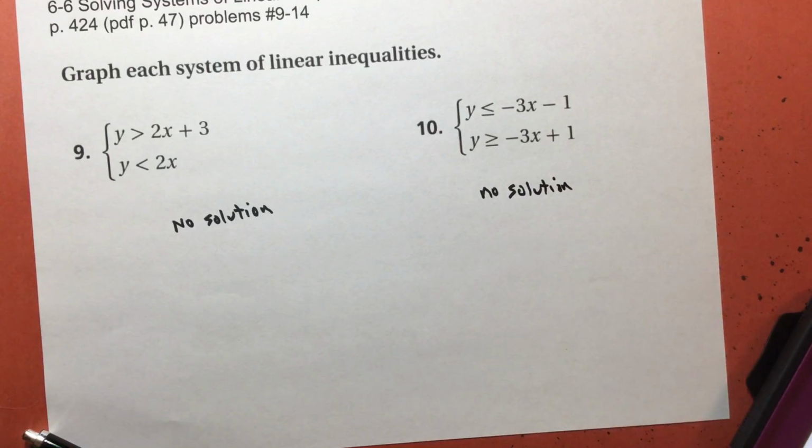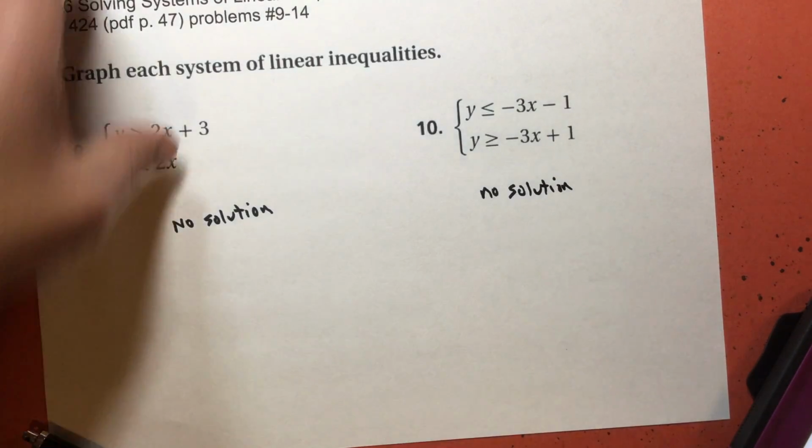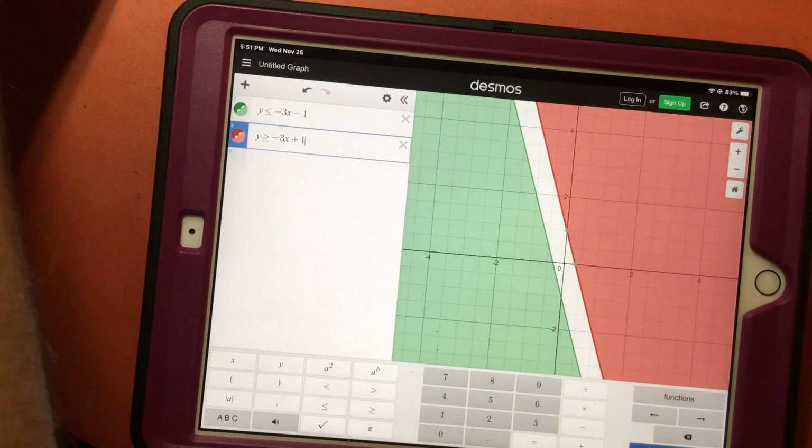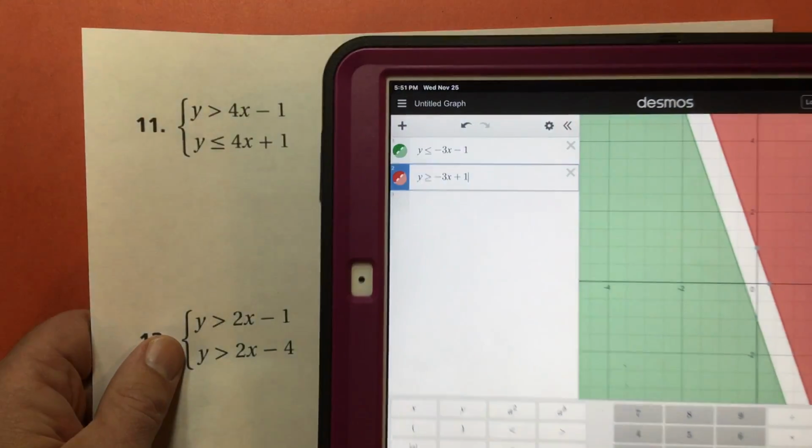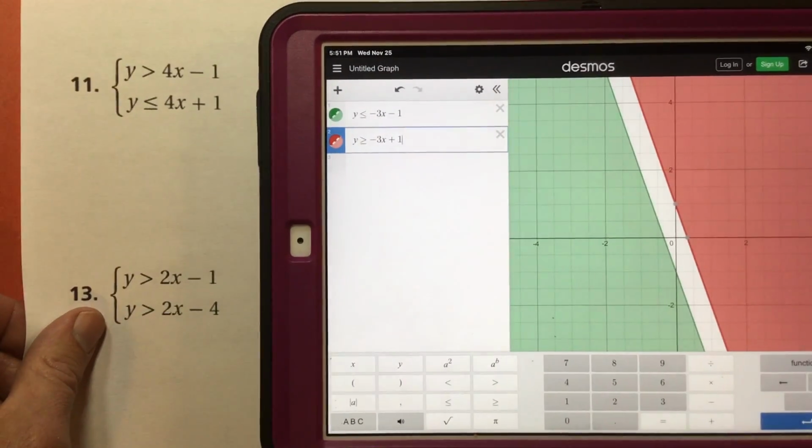And that's not always going to be the case, but if the lines are parallel and the areas are shaded away from each other, then it will be. Let's try to line this up so you can see everything.